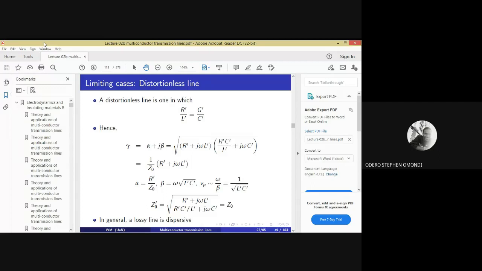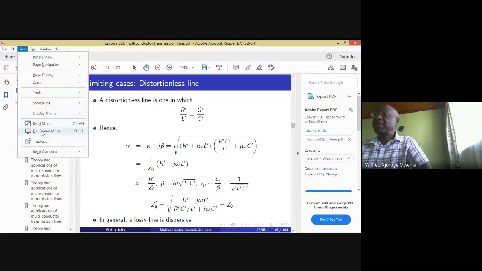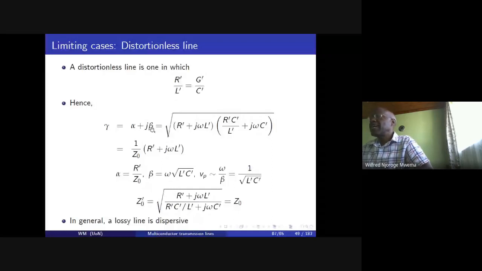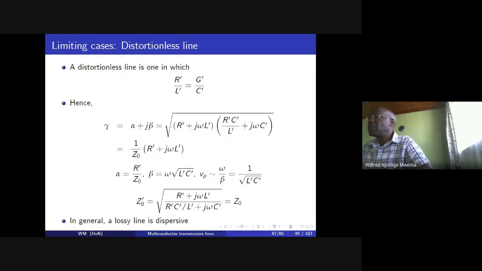Yes, you can. So, okay, we stopped yesterday when we were looking at the distortionless line, and I said that the distortionless line is not lossless. It's still lossy, but the losses are such that the ratio R prime by L prime is equal to G prime by C prime. The reason we say it's distortionless is because both the characteristic impedance and the phase propagation constant are the same as in the lossless case.